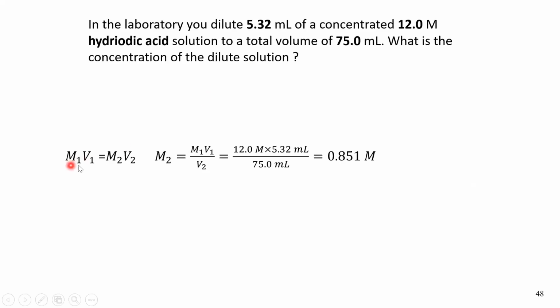All right, so we've got M1V1 equals M2V2. When you're dealing with dilutions, here's your equation. This time we want to calculate the molarity of the diluted solution, so we want to calculate M2. So it equals M1 times V1 over V2. The molarity and the volume of the concentrated solution go on the top. The volume of the diluted solution goes on the bottom. So when we dilute that solution, the new molarity will be 0.851.